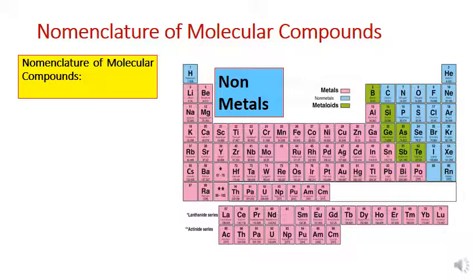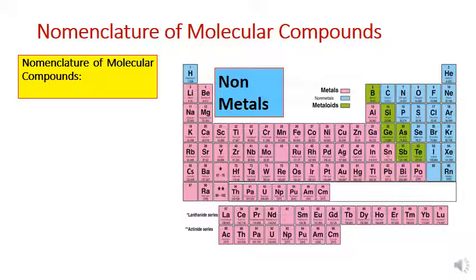And then one of the non-metals is on the left side at the top. This is hydrogen, H, number 1. This is the only non-metal you can find on the left side. So how do we name these molecular compounds? We have certain rules for it. As I mentioned in the previous slide, molecular compounds may have many elements combined together, but in our naming we should only take examples in which a maximum of 2 elements are there.